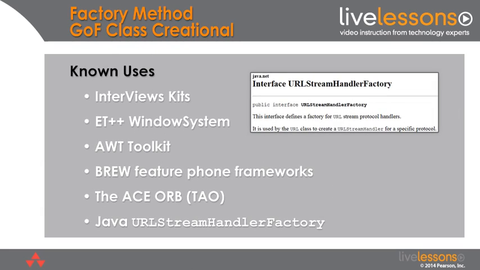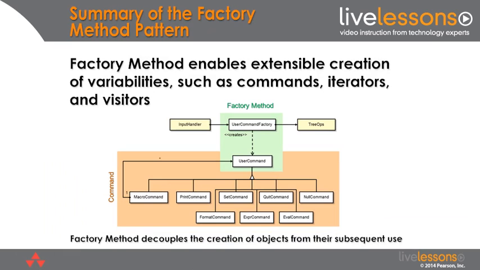There's many known uses of factory method. It was very widely used in a lot of windowing toolkits, stretching back into the early days of frameworks and object orientation. More recently, it's also been used in various middleware. It shows up actually in a number of the Java JDK class libraries, things like the URL stream handler factory, which has a factory method for creating the appropriate stream protocol handler from a URL, and so on. So to summarize this pattern, factory method enables the extensible creation of variabilities such as commands, iterators, and visitors, and we use it extensively throughout the expression tree application to decouple the creation of objects from their subsequent use.